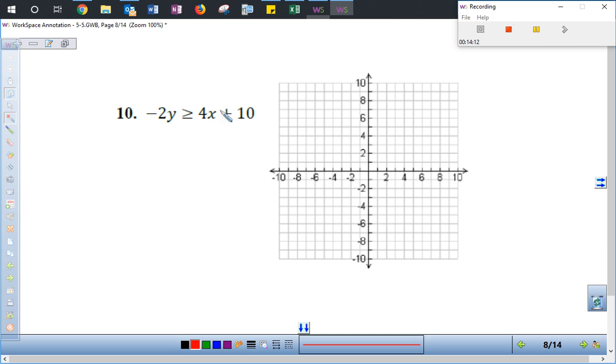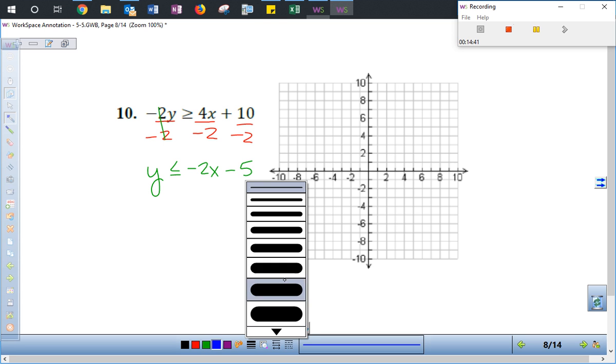On number 10, notice we can't graph until we solve that guy for y. So let's start off by solving for y. So we're going to divide each term by -2. These will cancel out and leave me with y. I divided by a negative, so my symbol has to switch to a less than or equal to. And then 4x divided by -2 is -2x. And 10 divided by -2 is -5.